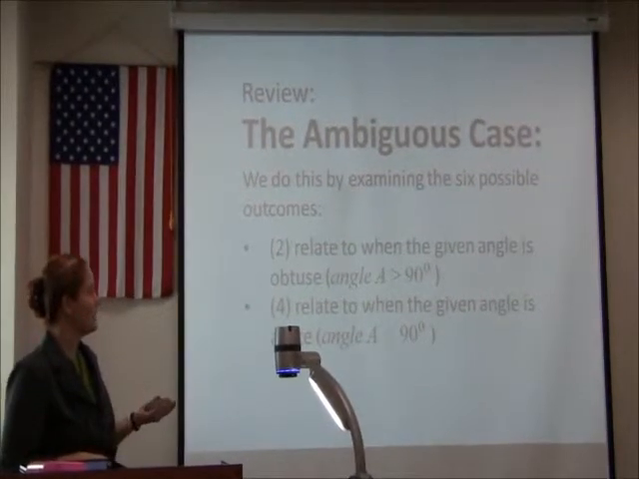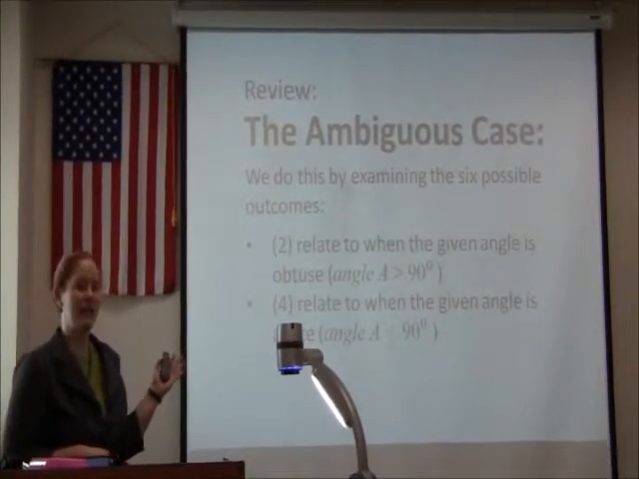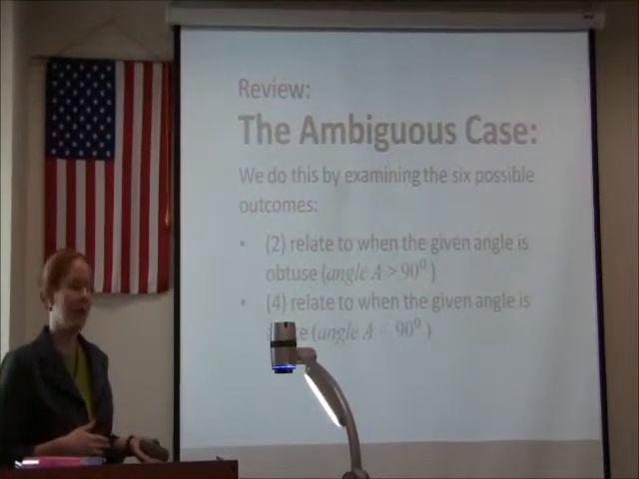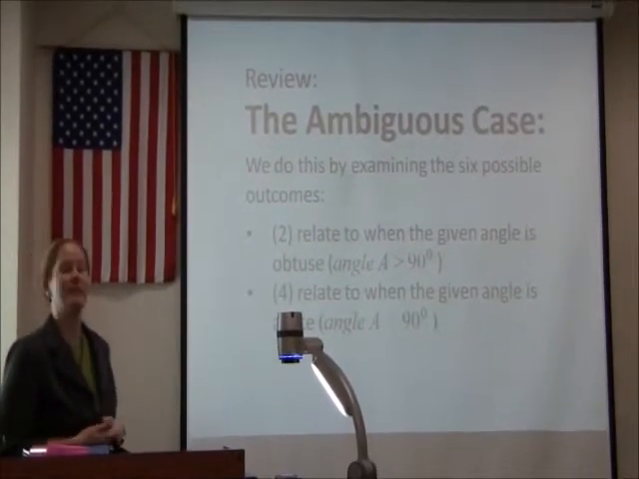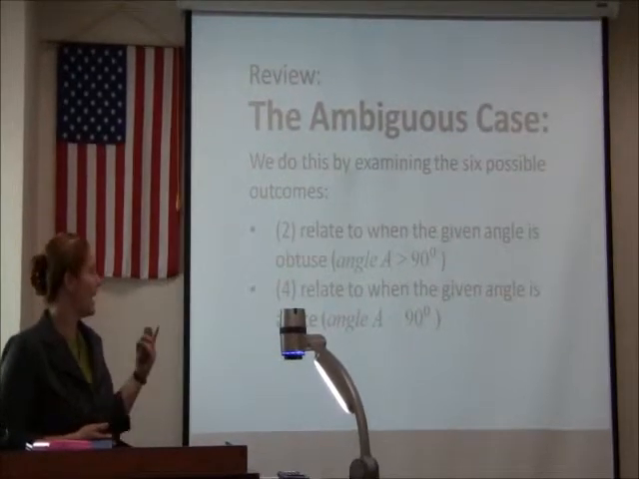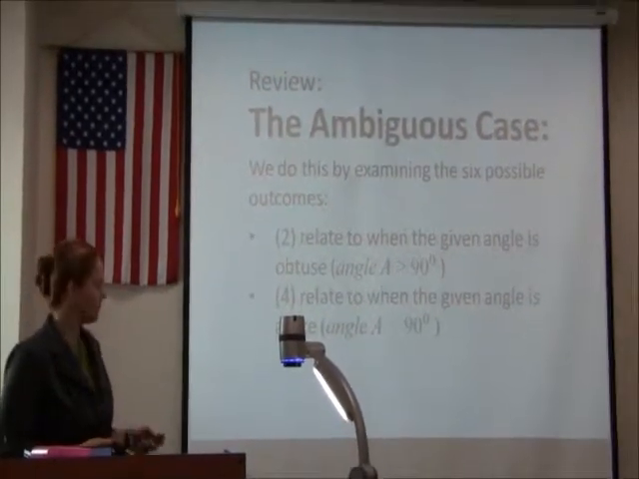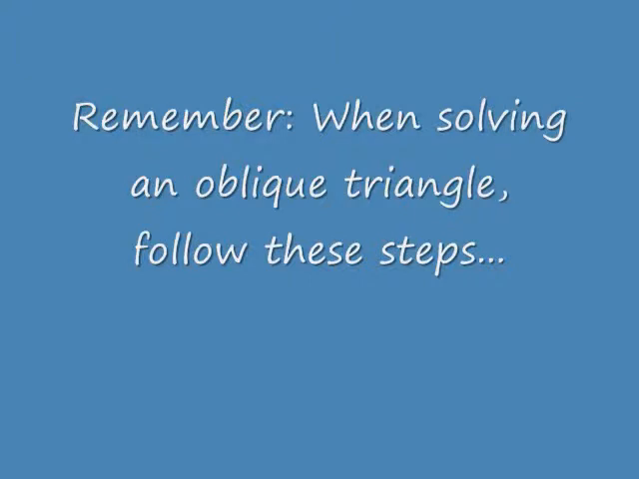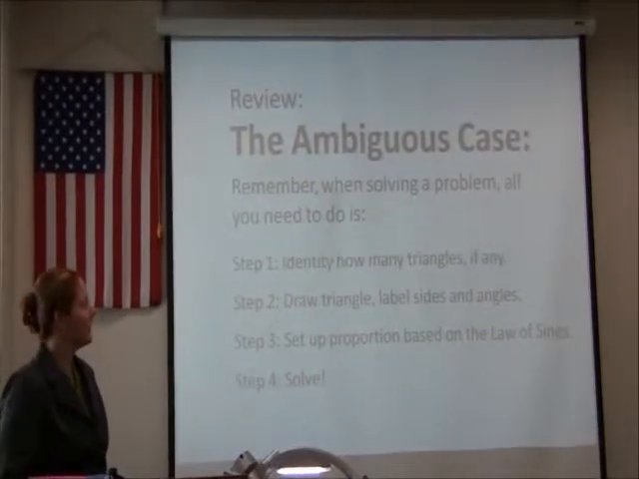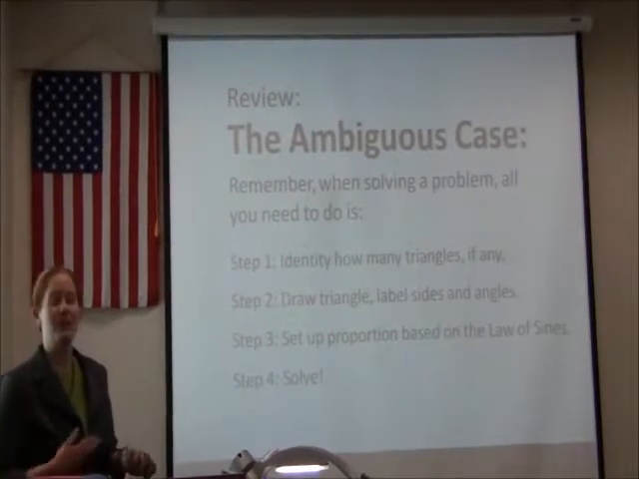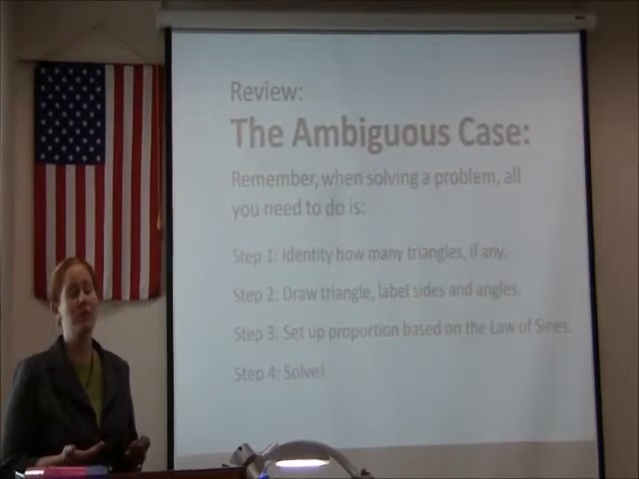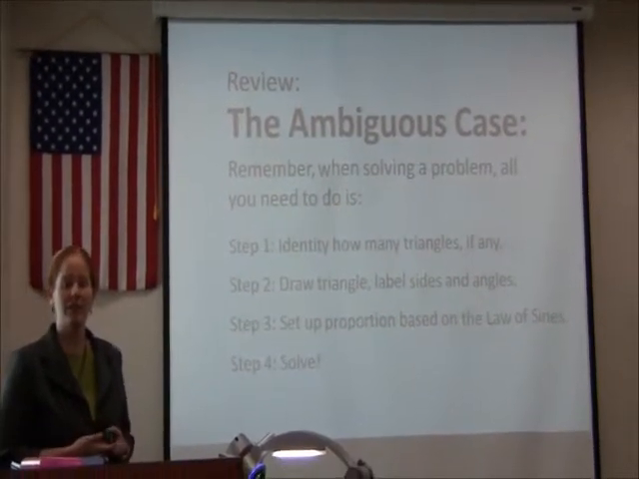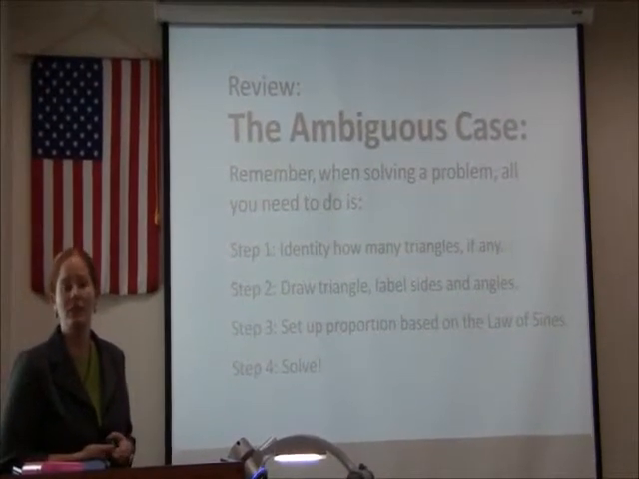Now, the way we do this is, again, breaking it down into the case where angle A is obtuse, or greater than 90 degrees, versus when it's acute, or less than 90 degrees. Two cases relate to when it's obtuse, and the other four relate to when it's acute. When we go to solve an individual problem, the first step is to identify the triangle we have, if any, because remember there was a couple cases where it doesn't form a triangle based on the given information, and therefore the answer is that there's no solution.